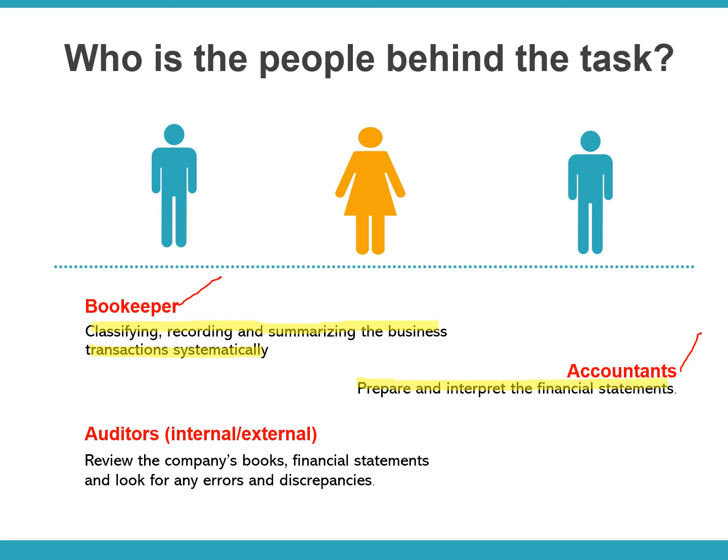And we have another person who is called as auditor. Auditors can be internal or external auditor. Internal meaning person who is hired by the business within the organization. The external is the auditors attached with other organization but being employed by the business. Alright, so what is the task of this auditor? The auditor is responsible to review the company's book, the financial statements, and look for any errors or discrepancies for the company to make improvement.